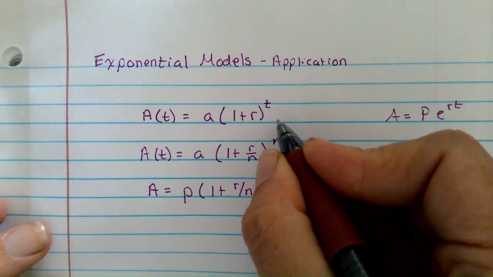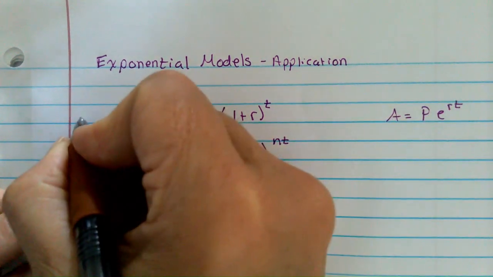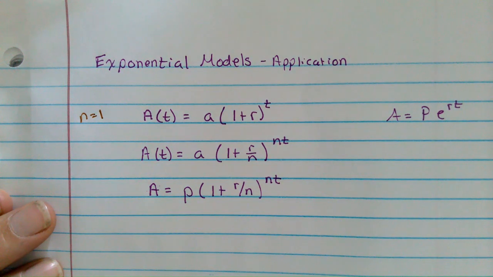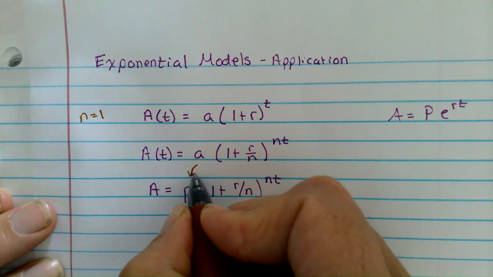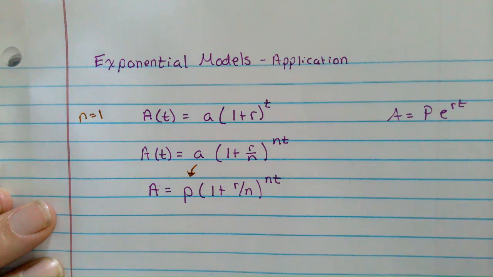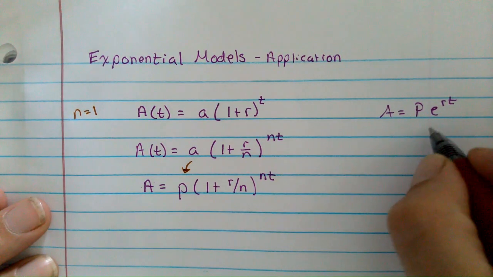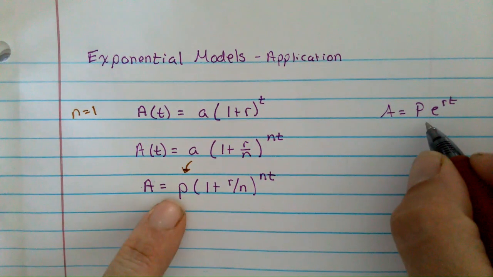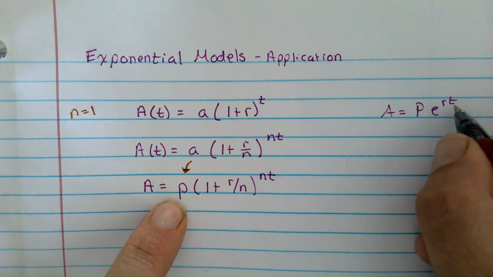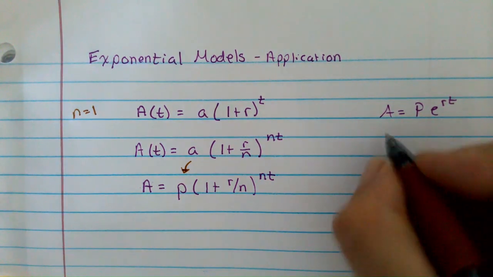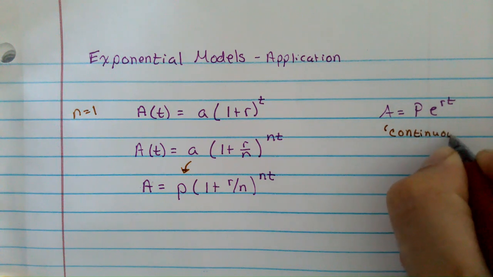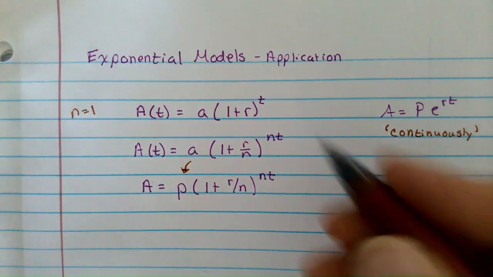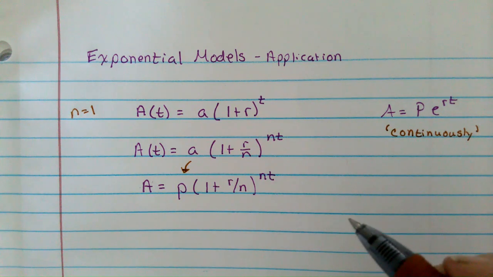So the top one is just the second one where n equals 1. They've just simplified it. The third one down is really the exact same as the second one. They've just switched out an A for a P. And then over here, this one now has the P, but the r is in a different place and the t is in a different place. This one is only going to be used, and I'll talk about it later, if you see the word continuously. The other ones are the ones that we're going to use.